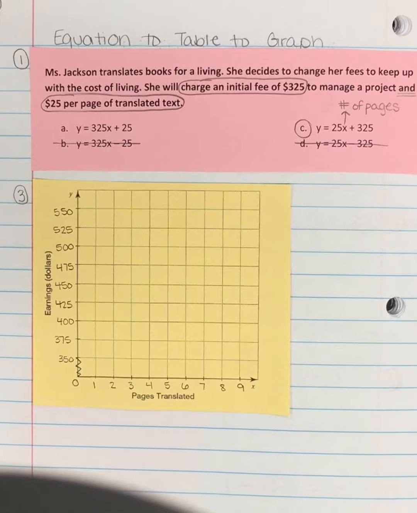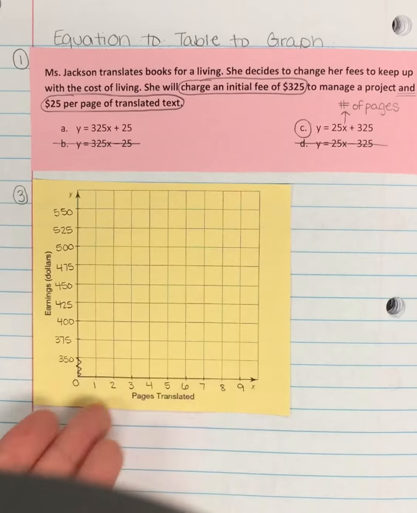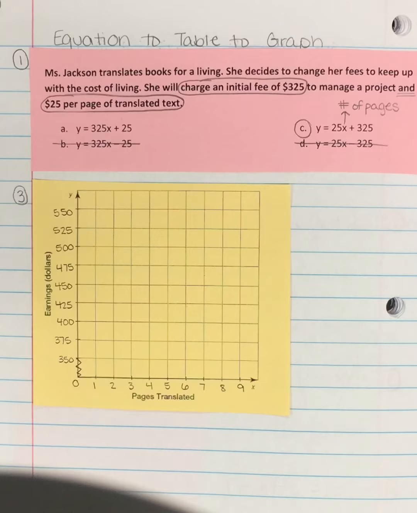Now, you may be wondering, but Ms. Munoz, what data? Where am I going to get the points? Where am I going to get the ordered pairs that go in this graph? How am I supposed to make a graph? I don't have any ordered pairs.